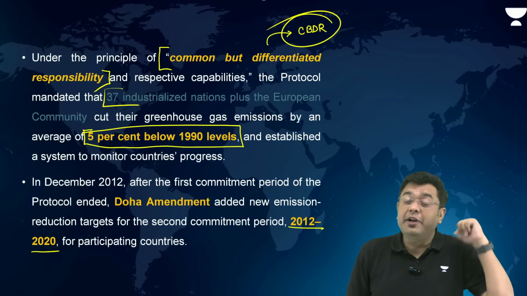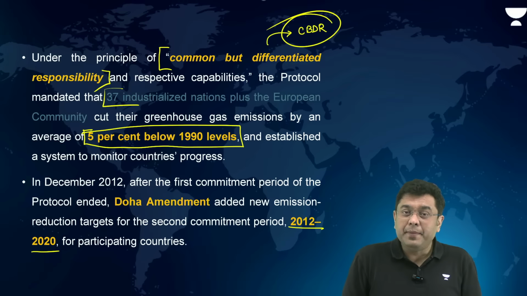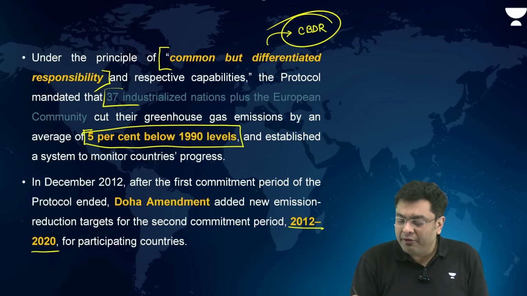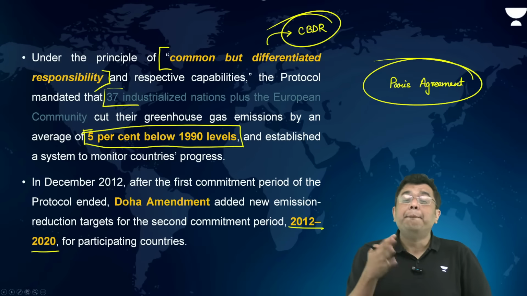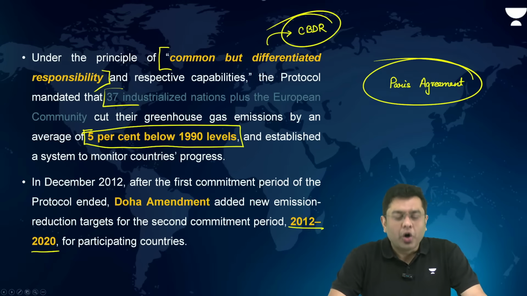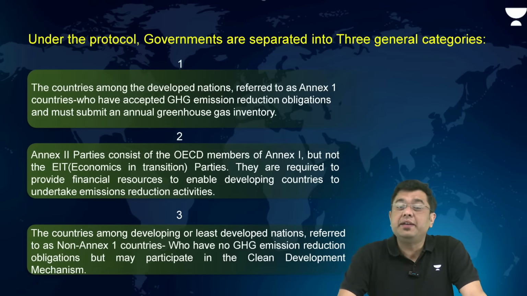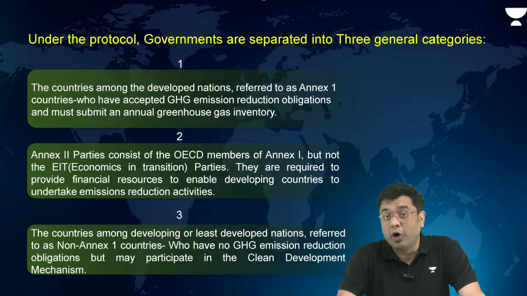Now, what to do after 2020? What is the global agenda to be taken forward after 2020? That is where you have the Paris Agreement, which was signed in 2015 in order to set the global agenda beyond 2020. So that is how you basically have all the various different aspects associated with climate to be dealt with. Now, under the protocol, the governments basically were separated into 3 different distinct divisions.